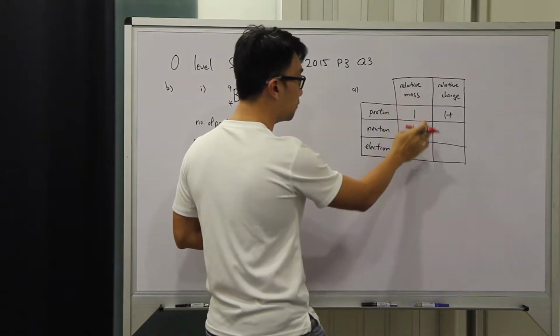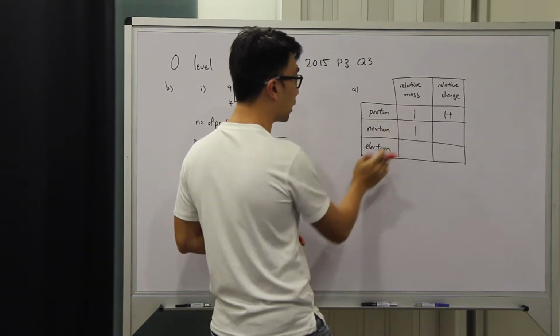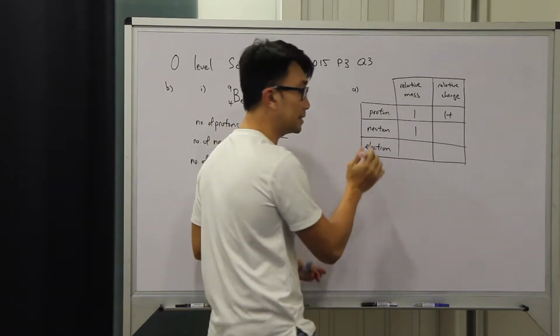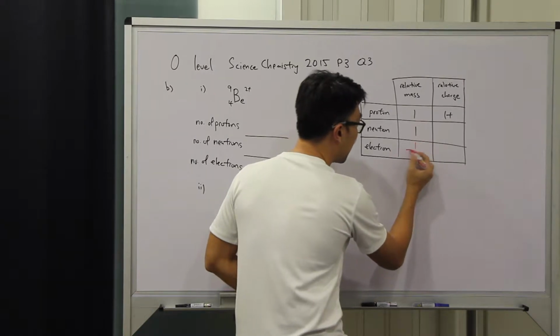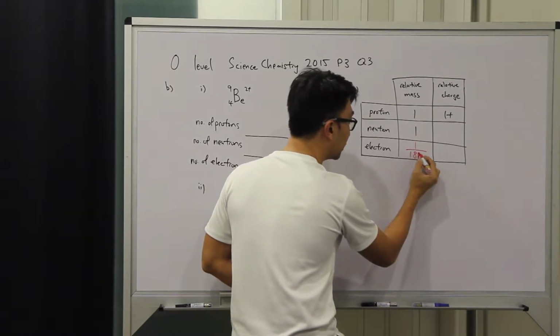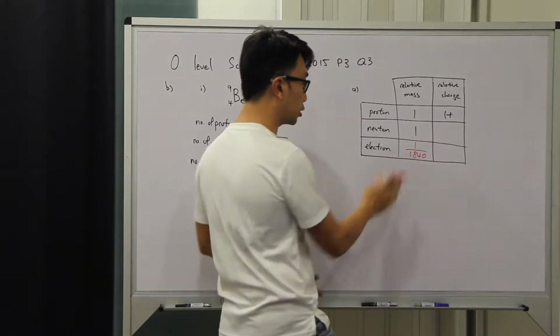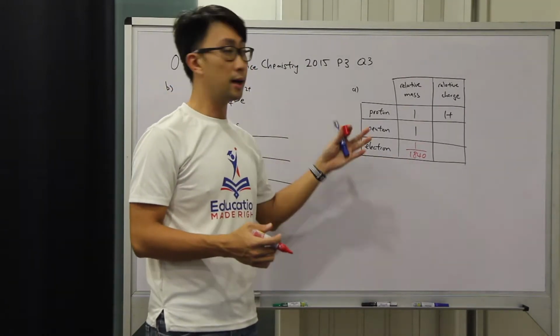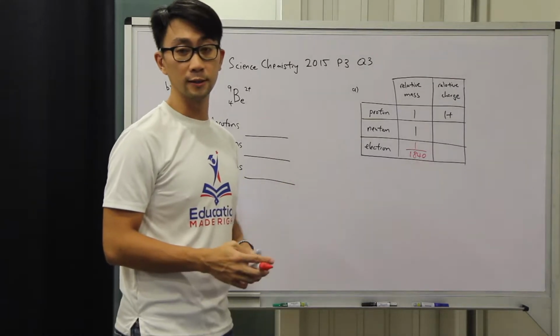Alright, so we have relative mass of proton being 1, relative mass of neutron being 1. For electron, it is negligible, but if you remember, the theory is 1/1840. Alright, so it's really quite small. That's why we don't really calculate it into our Mr for the molecules.